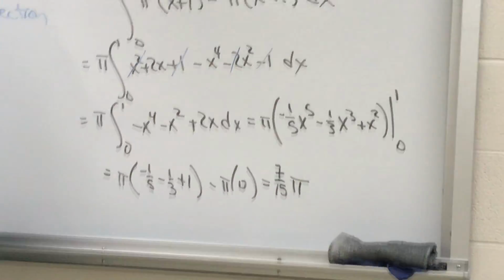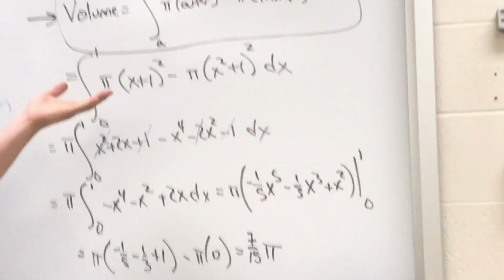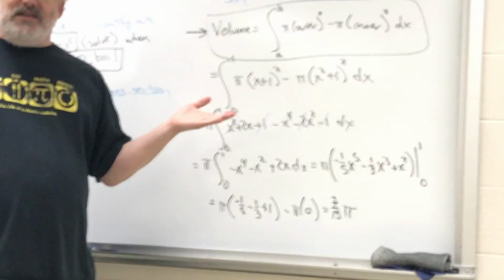When you're rotating, pi's are very common. Why? Because you're making circles. Circles use pi. Anyway, that's the idea.